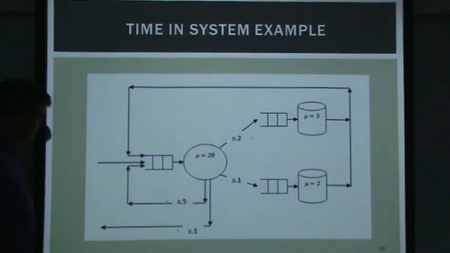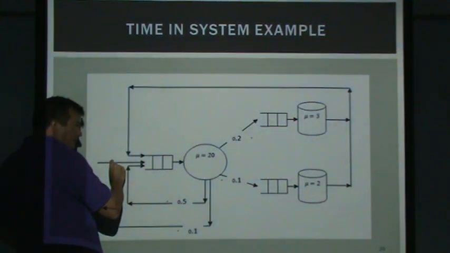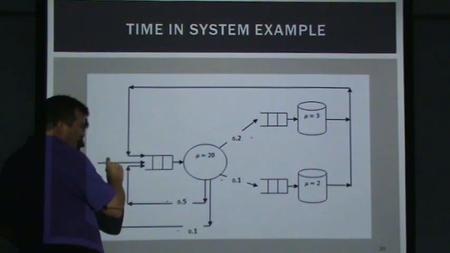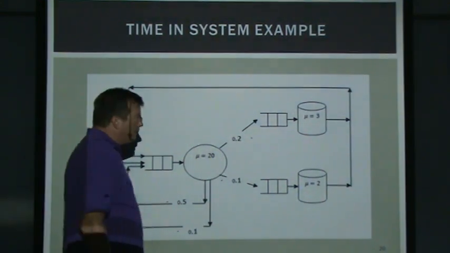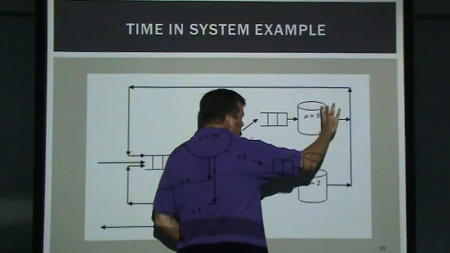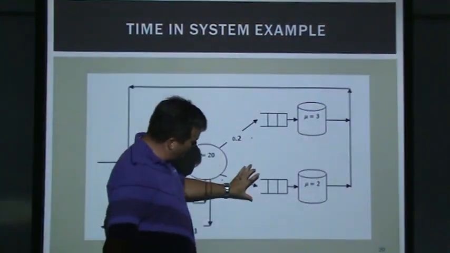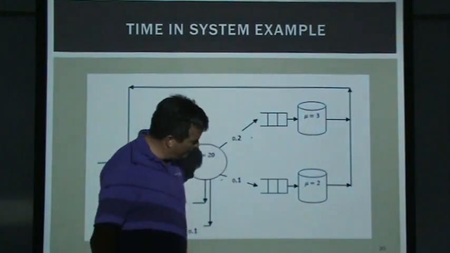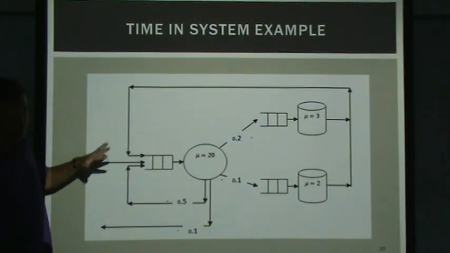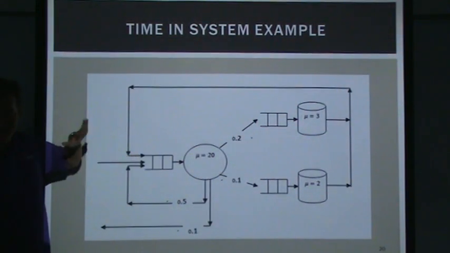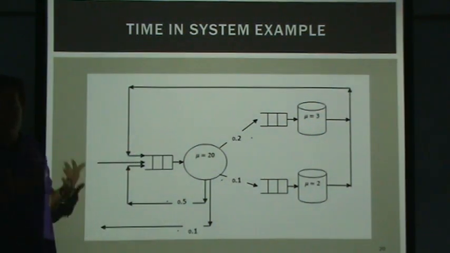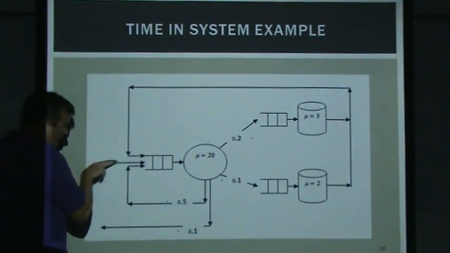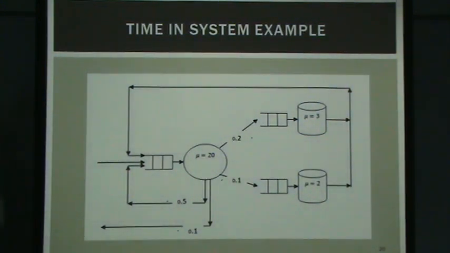So our goal is this. We want to know how many times we will enter this queue, and then for each one of those visits, how much time each visit takes, and then add that all up. That'll tell us how long it takes from when we enter the system until we leave the system.